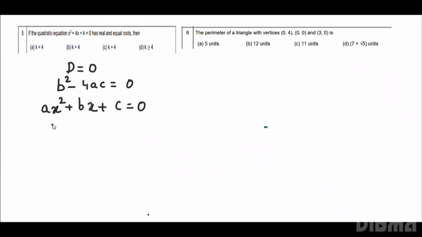So what is a here? A is 1. You can see the coefficient of x square is 1. Then what is b here? B is the coefficient of x, which is 4, and c is my k.